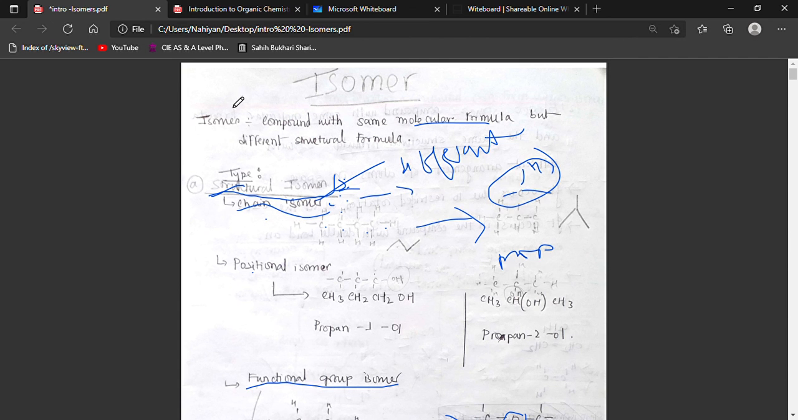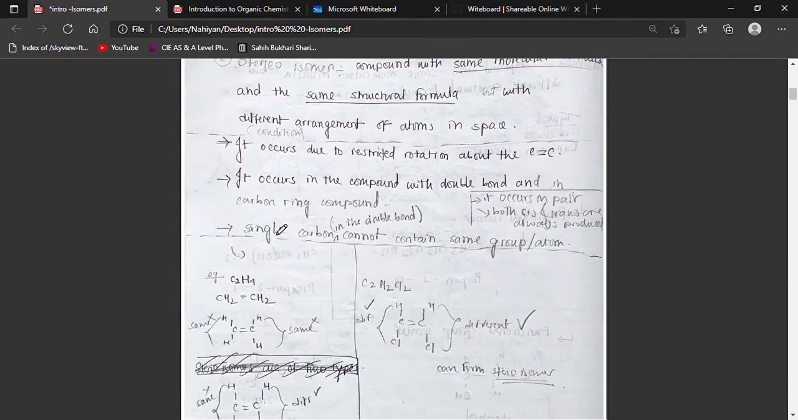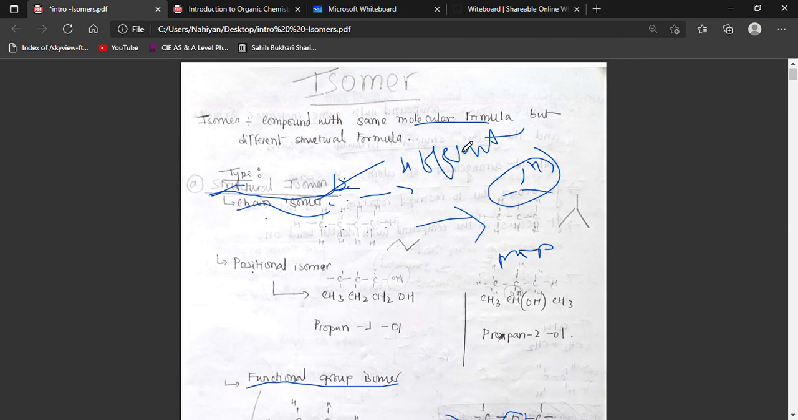So this was structural isomerism. I think I should talk about the other isomerism, stereoisomerism, in a separate video. So watch out for the next video, which will be in the playlist.